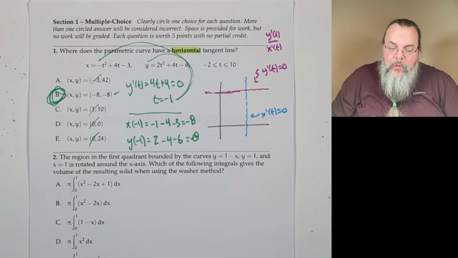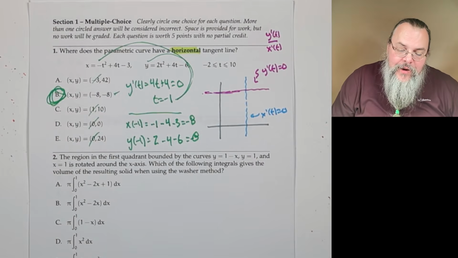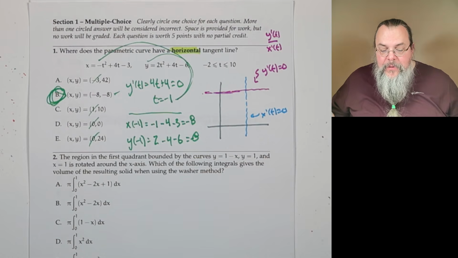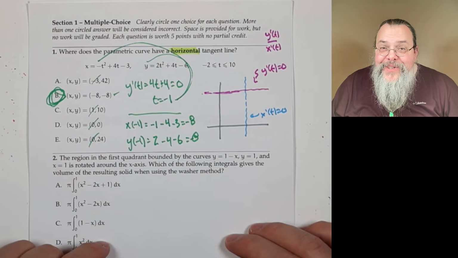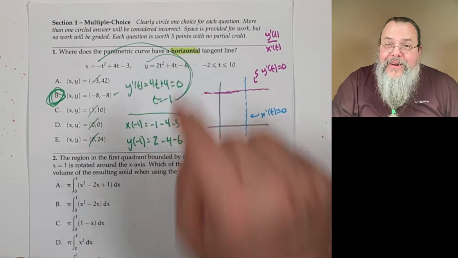And what would have happened, by the way, if you had taken x prime of t and set it equal to 0? Well, you would have gotten t equals 2, and that would have gotten you, I believe, answer C. So pay attention. These words matter. All right.